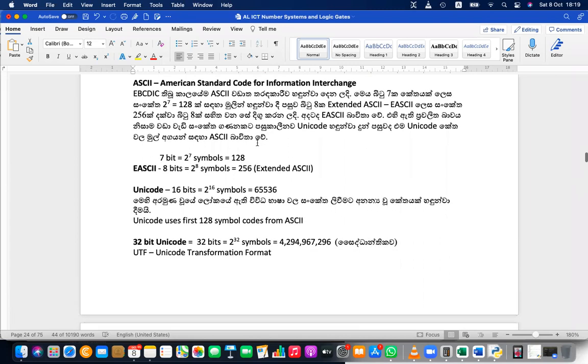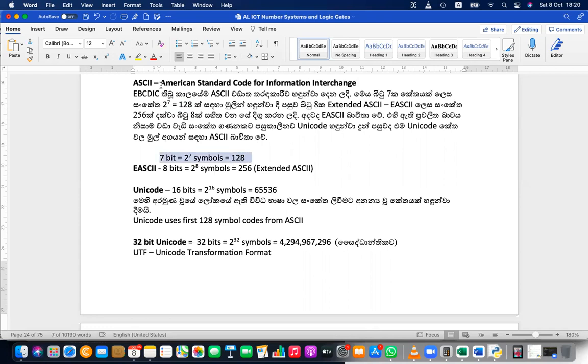The next one is ASCII. EBCDIC was also developed by IBM, and ASCII, American Standard Code for Information Interchange, is basically another competitive standard to EBCDIC, but it has only 7 bits. So the 7-bit code can represent 128 characters.